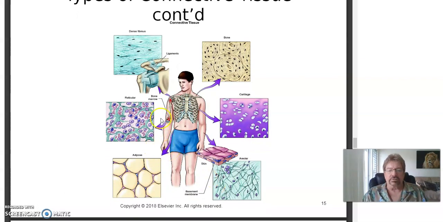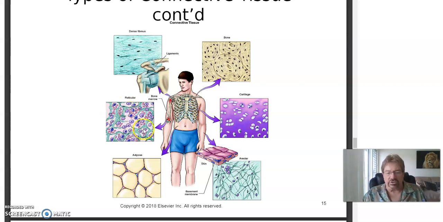Okay, so here's dense fibrous connective tissue, like around helping hold the joints in. These are actually ligaments. Remember, a ligament attaches bone to bone. Here's bone cells. Here's cartilage cells, in this case from the costal cartilages of the ribs. Remember what I said. This portion is cartilage, and it allows the rib cage to expand so we can breathe.